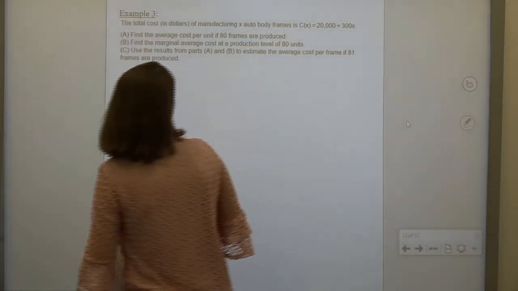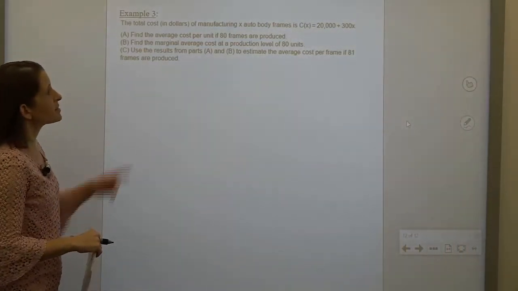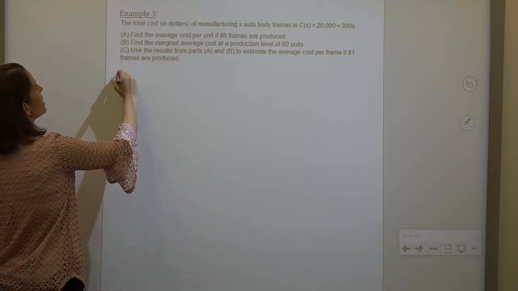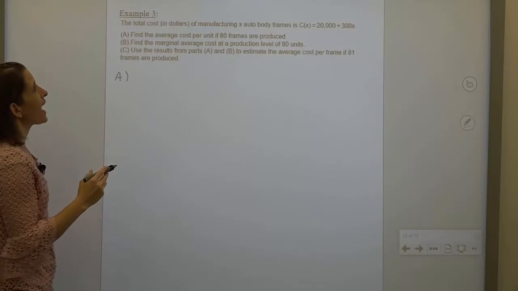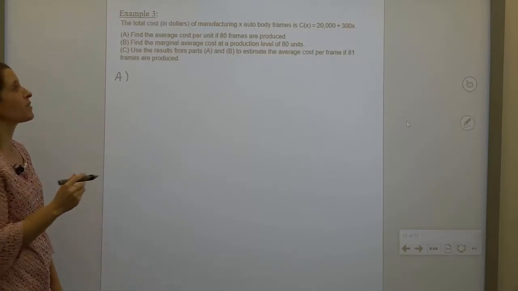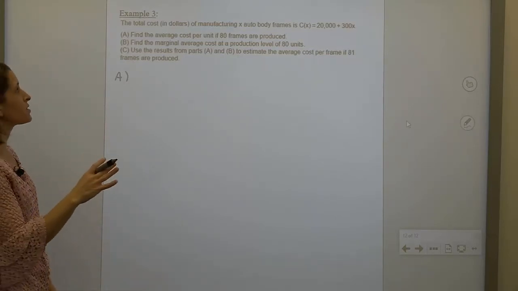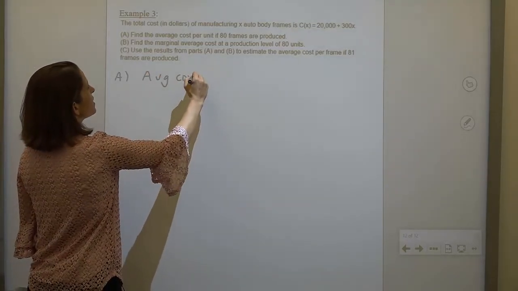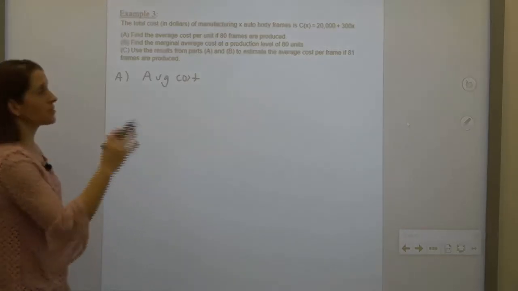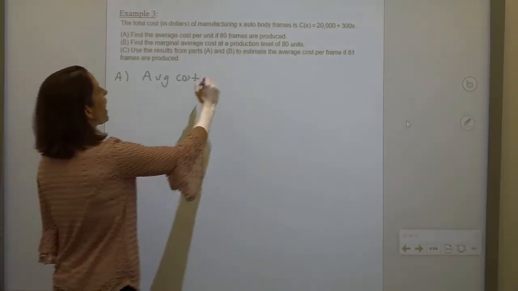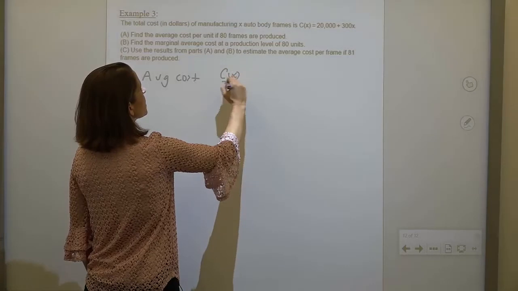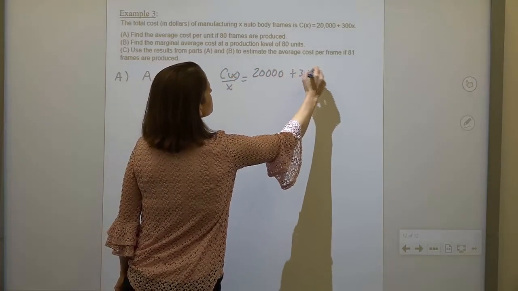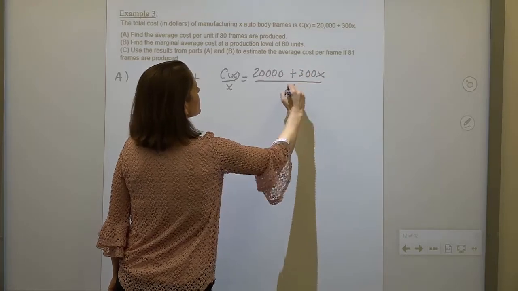The total cost in dollars of manufacturing X auto body frames is $20,000 plus 300X. So the first one is find the average cost per unit if 80 frames are produced. So I'm going to break this down even a little bit more and first just say what is the average cost. Then please plug 80 into it so that you can see each piece, okay? Average cost is just C of X divided by X. That's 20,000 plus 300X all divided by X.